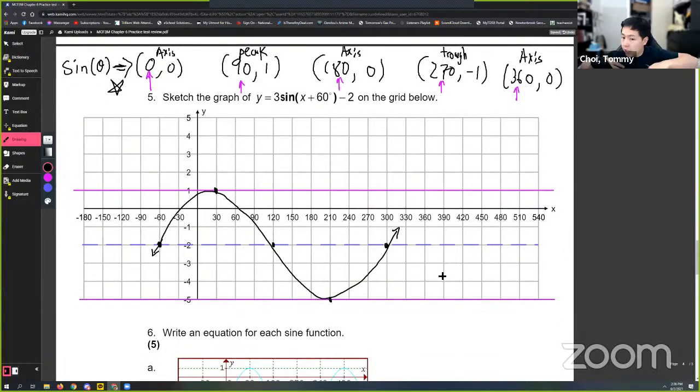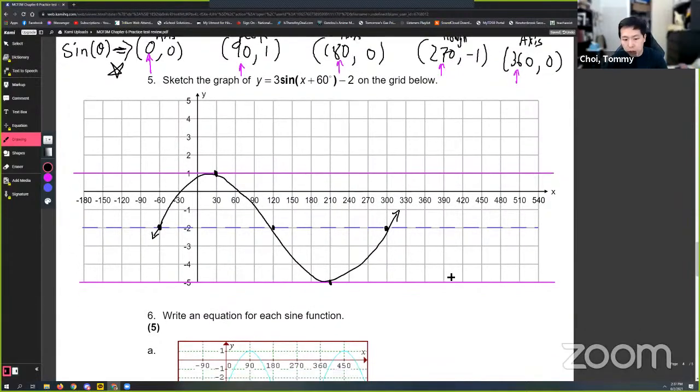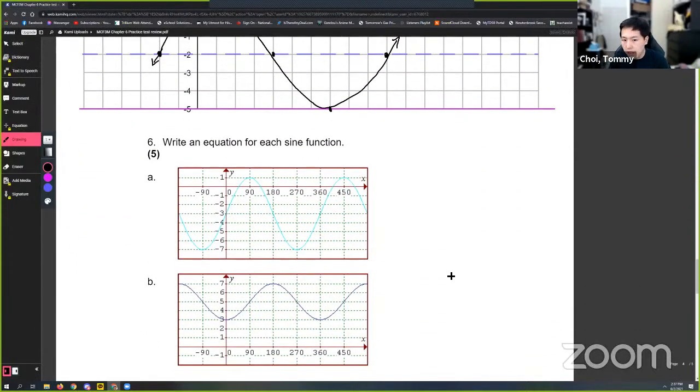So now let's do the reverse. What if I give you the graph on question 6 and then you give me the equation? The rules are still the same. Draw the peak. Where's the peak? Oh, it's at 1. Where's the trough? Oh, it's at -7. I'm going to draw that better.